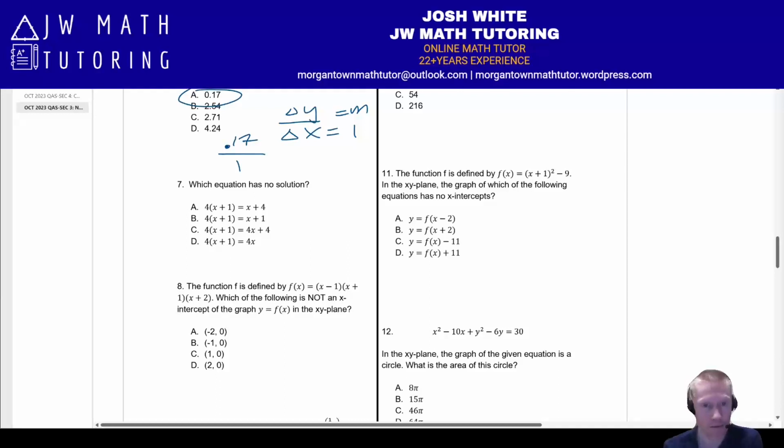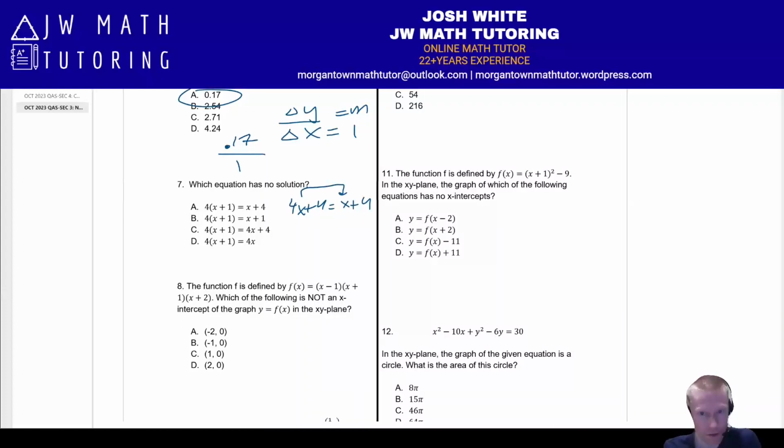All right, for number 7, we have a linear equation, and they want to know which one has no solution. So for a linear equation to have no solution, what we need is the same variable terms on each side, but different number values. So if you multiply all these out, notice on the left, you're going to get 4x plus 4, okay? For A, you get x plus 4. Here, the variable terms are different. One is 4x, one is x. That means this will have a solution.